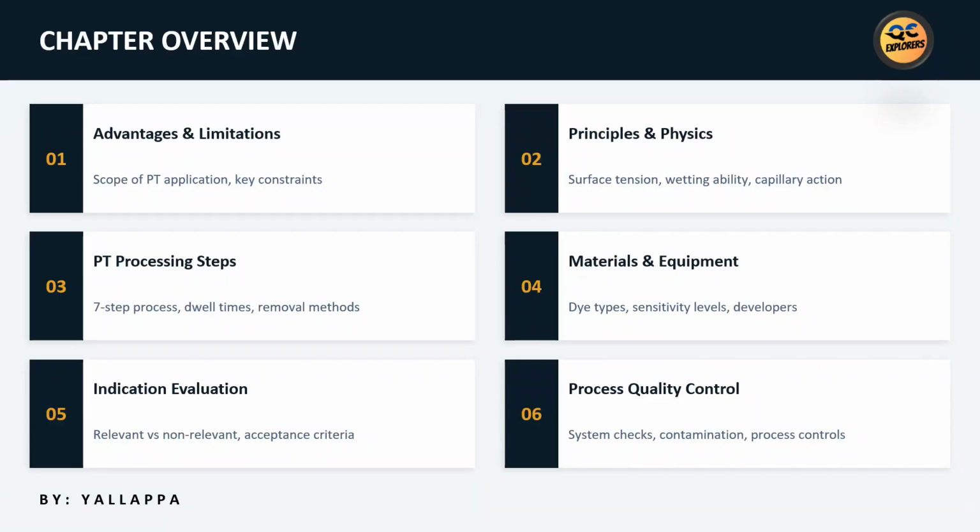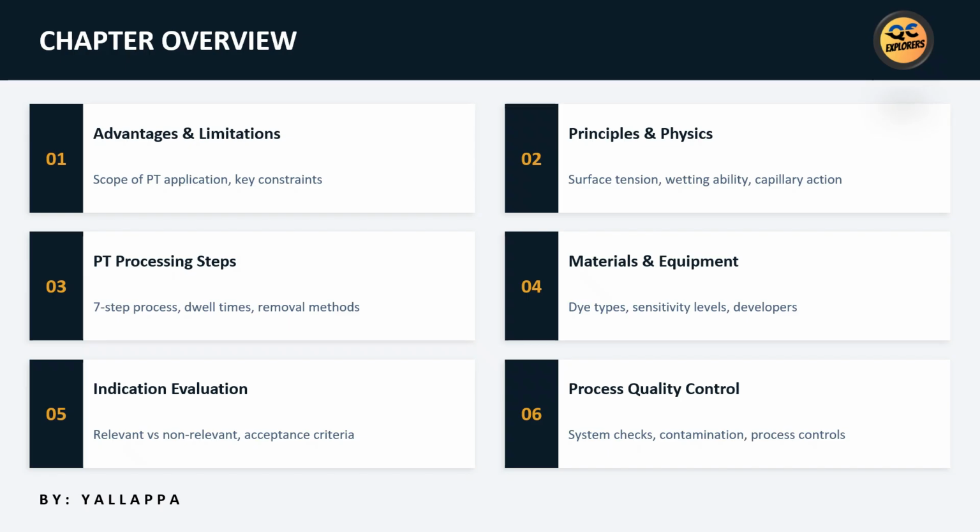Now, before we go deeper into the PT process, let's first understand what we are going to cover in this training. First, we'll discuss the advantages and limitations of PT. This is a very important certification exam topic, especially for comparison questions between PT, MT, UT, and RT. After that, we'll move into the physical principles behind PT. Now, this section is extremely important, because if you do not understand surface tension, wetting ability, and capillary action, then you cannot truly understand how penetrant enters discontinuities.